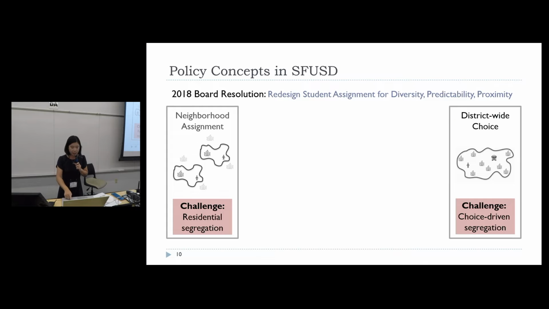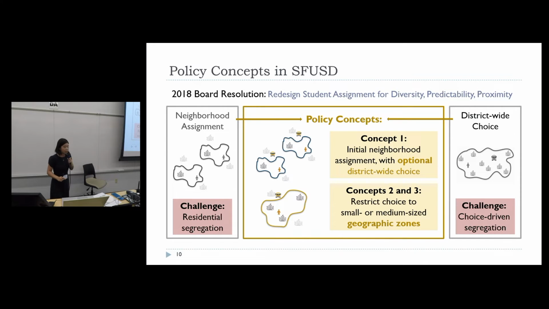And so to address this, they introduced several policy concepts which aimed at basically giving enough choice to combat residential segregation while controlling choice enough so that we don't get choice-driven resegregation or students assigned to schools that are really, really far away. And here are their policy concepts. The first was to initially assign students to a neighborhood school and let them opt in to choice. And then the second and third concepts were basically to restrict students to choose from either small or medium-sized geographic zones, respectively.